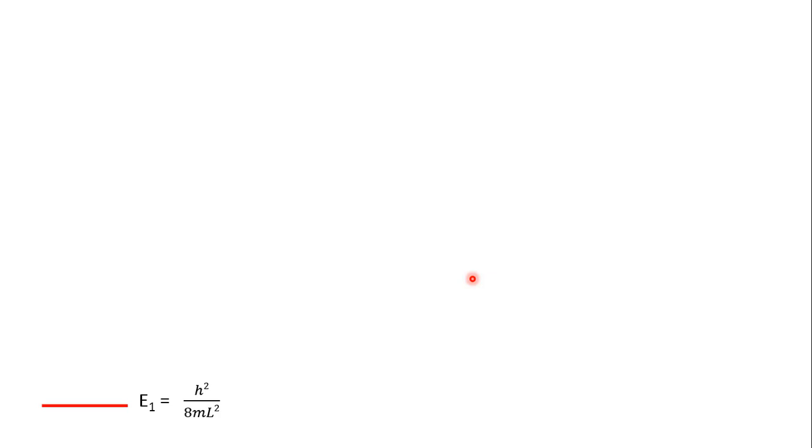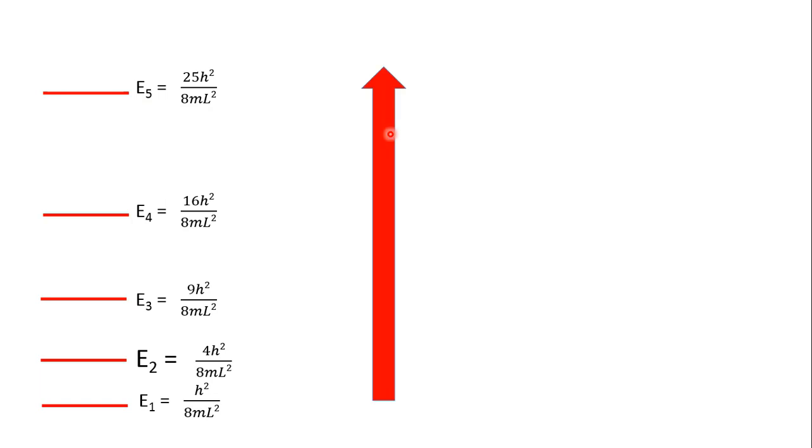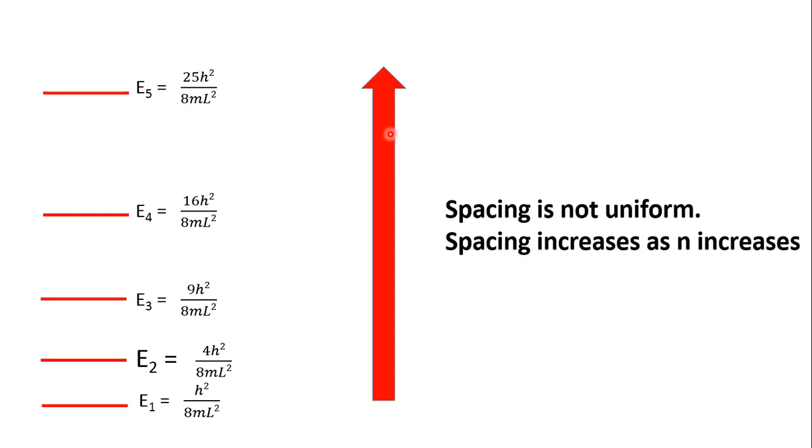Here we find the energy level diagram. We plotted the various energy levels we have calculated earlier for E1, E2, E3, E4, E5, etc. And we find that E1 and E2 are closer. E2 and E3, the spacing is still higher. E3 and E4 are much further apart. And E4 and E5, the spacing is even higher. What we find is that when n increases, the spacing between the energy levels increases. The spacing is not uniform.